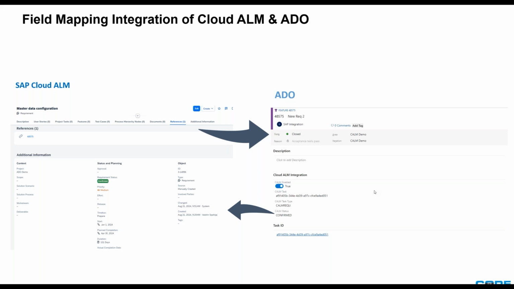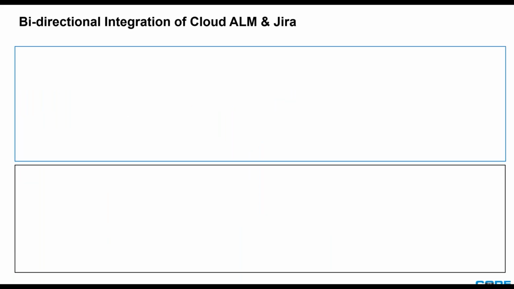So therefore, for example, if you create something in Cloud ALM, it will pass that information directly to ADO, or vice versa from ADO into SAP Cloud ALM.